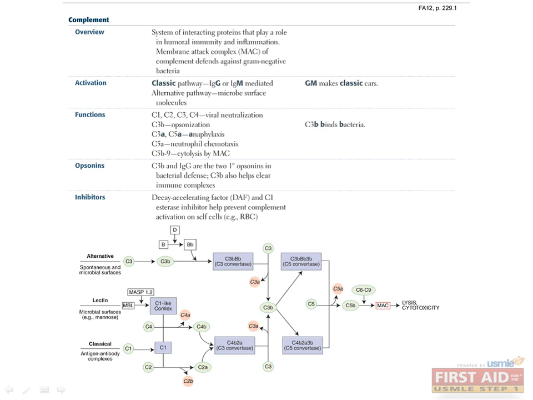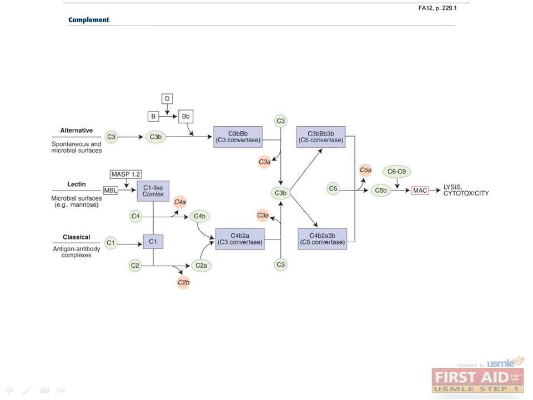There are three pathways of complement activation, all of which converge upon the formation of the membrane attack complex, the role of which is to defend against gram-negative bacteria. The classical pathway of complement activation occurs via IgG and IgM, while the lectin and alternative pathways are activated by microbial surface molecules. Take some time to look over the complement pathway. Note that two byproducts of complement activation, C3a and C5a, are also mediators of anaphylaxis.